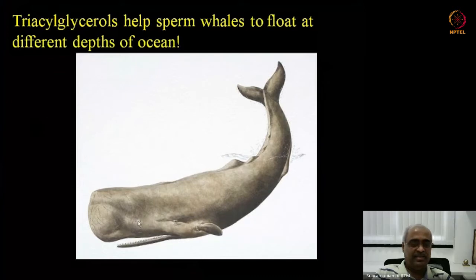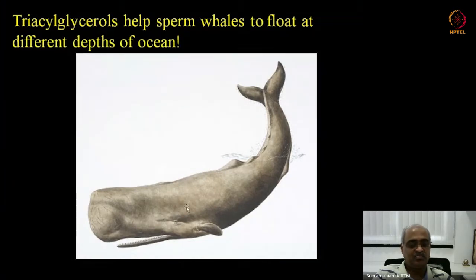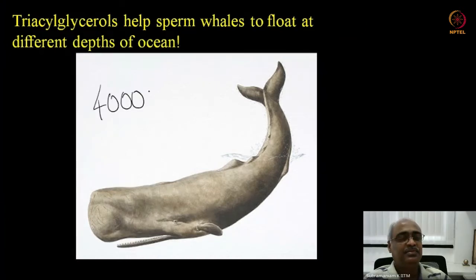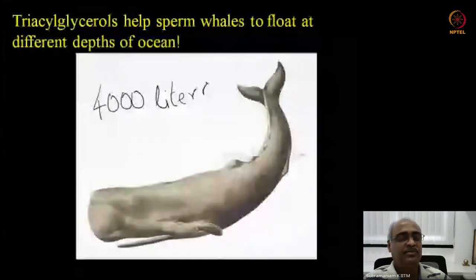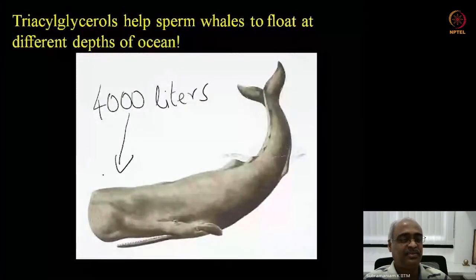So shown here is a sperm whale. Pay attention to its head. So this is its mouth, here is the eye, and this portion is a tank, literally above the head. This portion is a tank that holds about 4,000 liters of triacylglycerol. So remember the number 4,000 liters of triacylglycerol here.